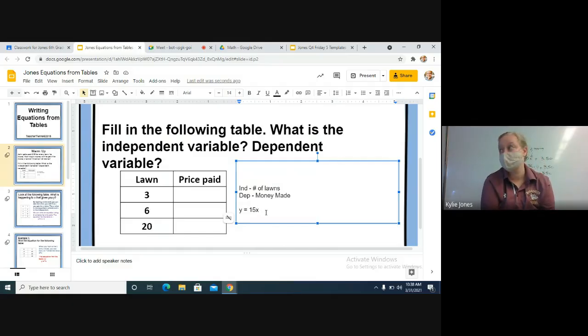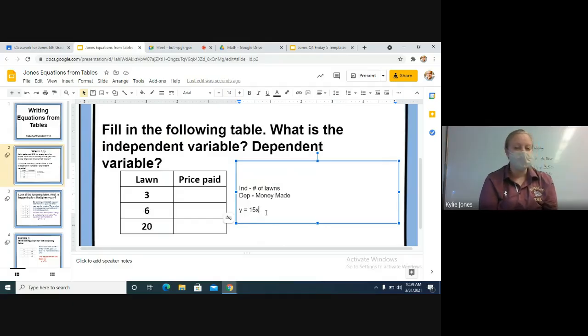So yes, write this down, please. Sometimes they'll just give you an equation like this, y equals 15x, and you'll have to fill out a chart and choose the x values that you want to use. Yeah, exactly. And then you can plot your points. We'll get into that next week.